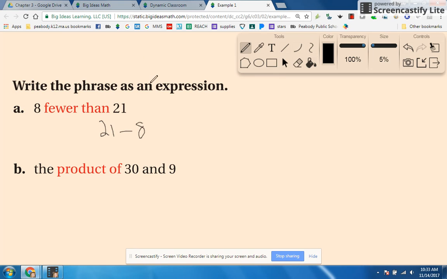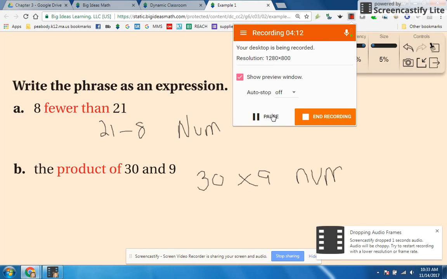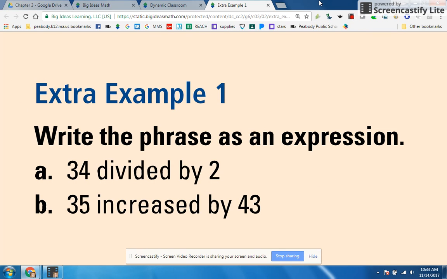It says nowhere here to solve it. It just says write what it looks like. This would be a numerical expression. I'm just going to put NUM because it only has numbers. The next one, the product of 30 and 9. Product means times, so 30 times 9. Again, you're not solving it, you're just writing what it would look like. And again, that's also numerical because it only has numbers. So let me give you one of these to try. Okay, so you're going to pause and try these two. You're not solving them at all, you're just writing what it looks like as a math problem, okay?